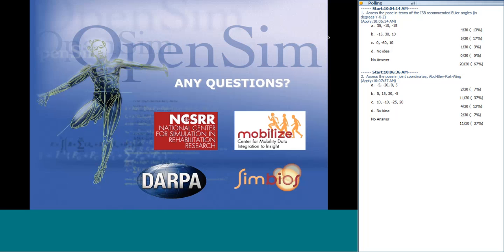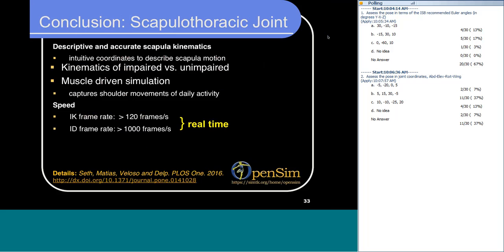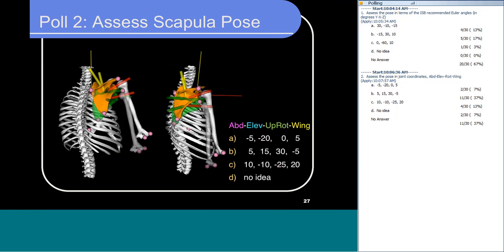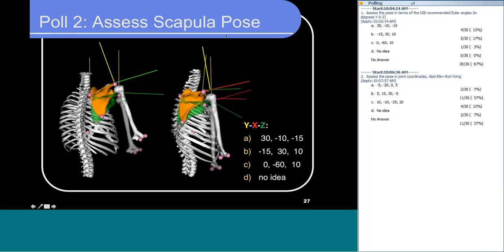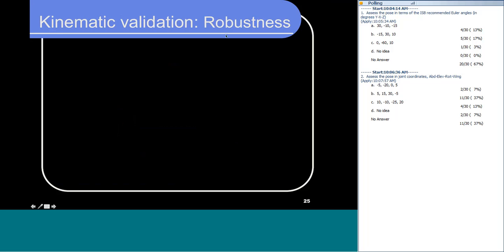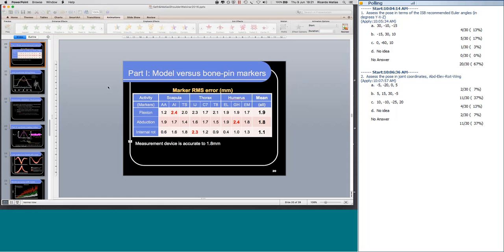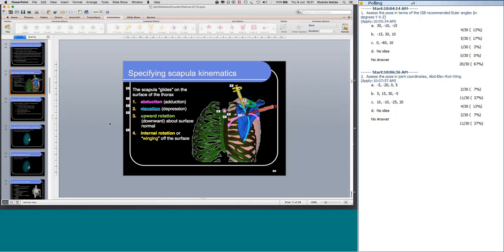I don't know if I should bring up the figure or not. Yeah. So it wings about the yellow axis. Yeah, go back to our model. Okay. Keep on going. There you go.